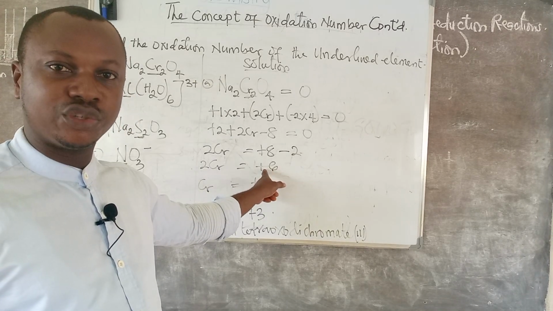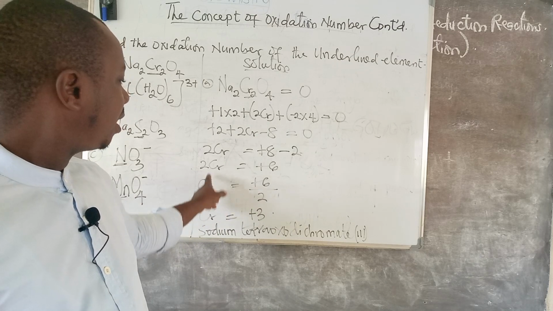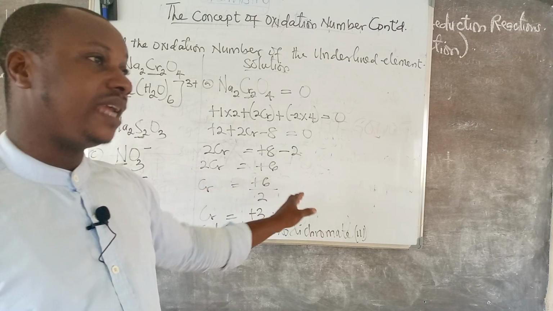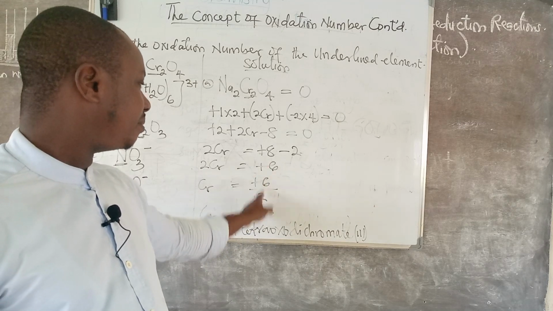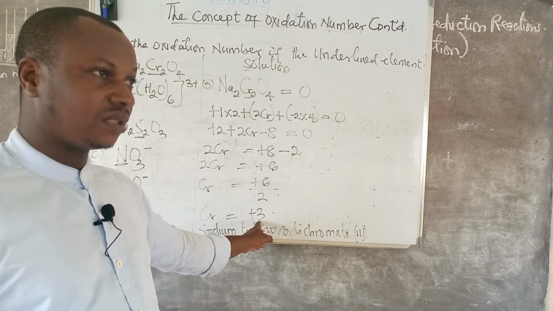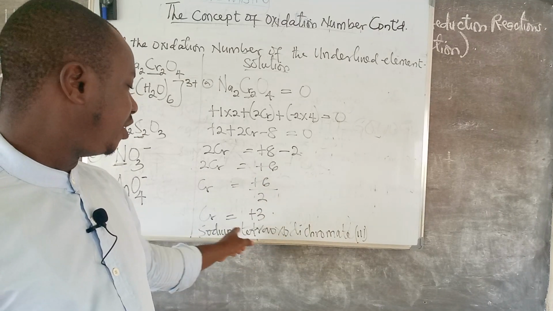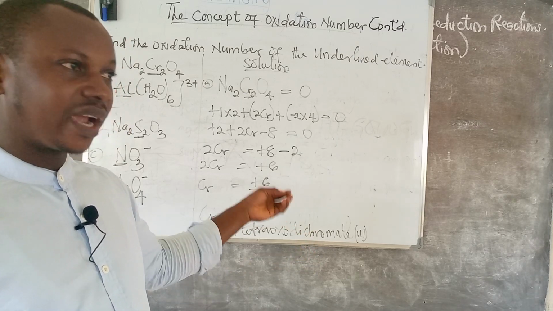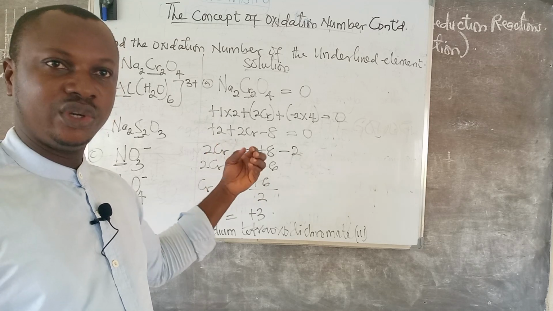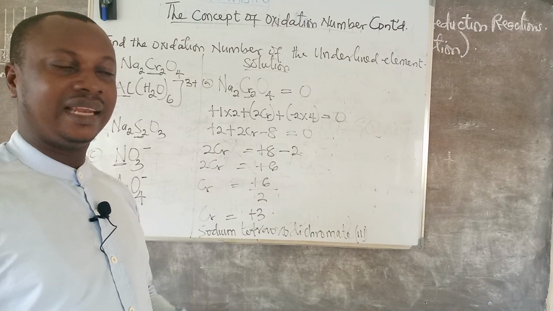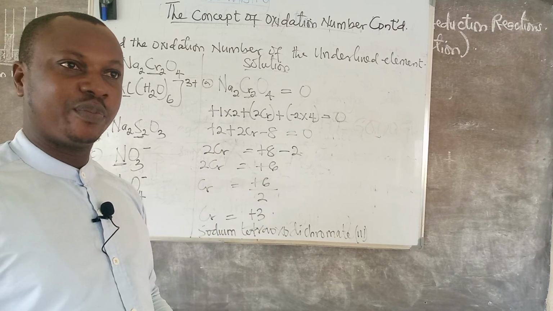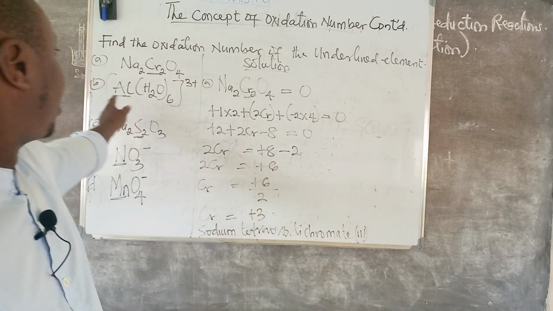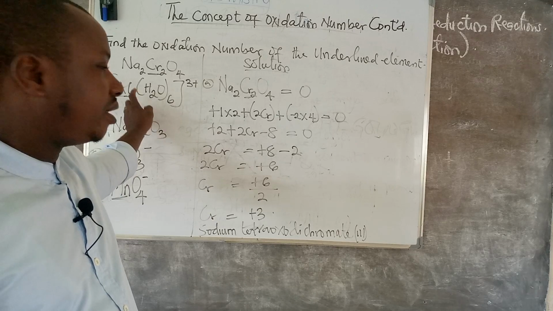And you know that when you want to make Cr the subject of the formula, you divide both sides by 2. Once you divide this by 2, you have +3. And that is why the name is sodium tetrahydroxochromate(III). Don't forget I said in the other video that oxidation number is linked with the IUPAC name of a compound. So that is it. Let's check example B.